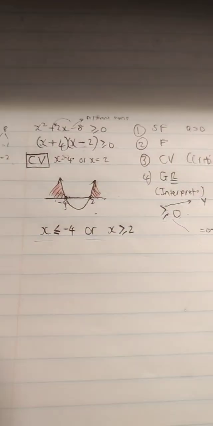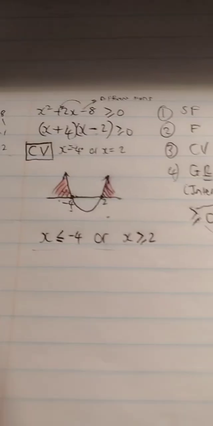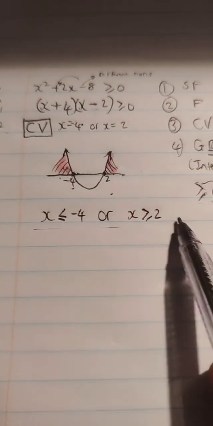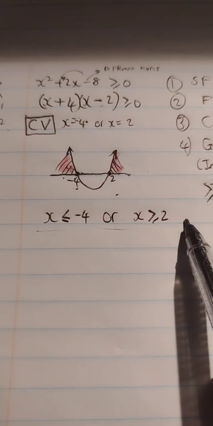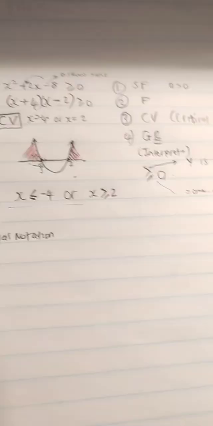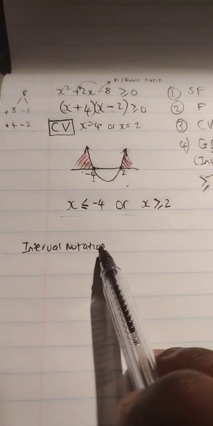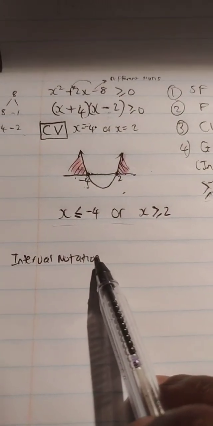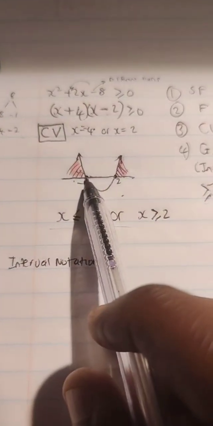This, guys, is our answer. Okay, this would be our answer. So this is one way of writing the answer. Or you could write the answer in interval notation. The way you would write the answer in interval notation is the following way.